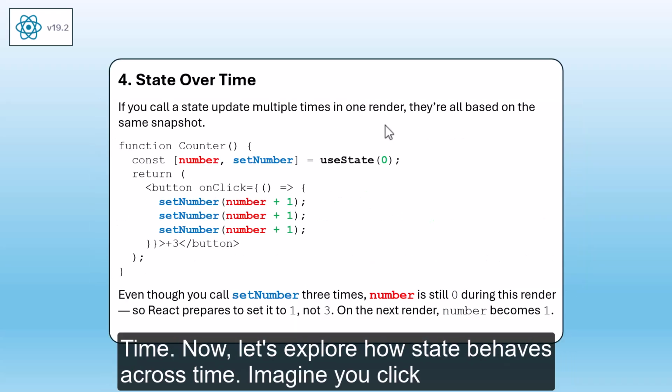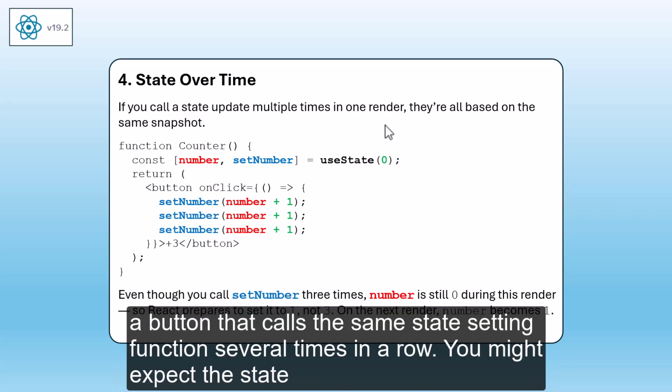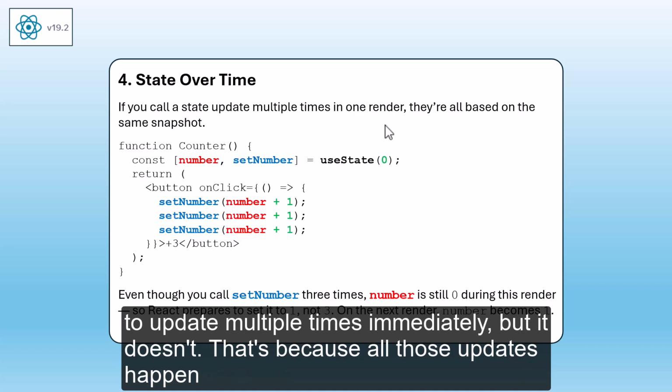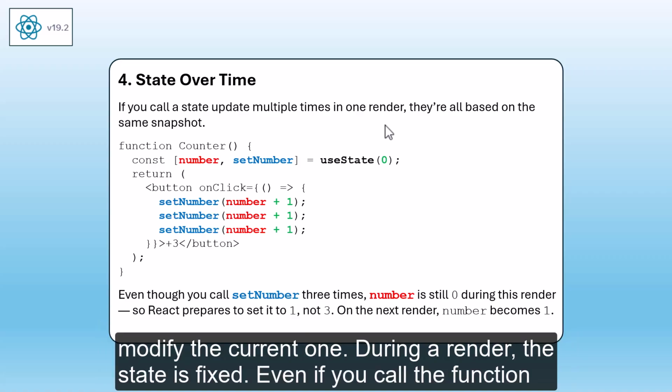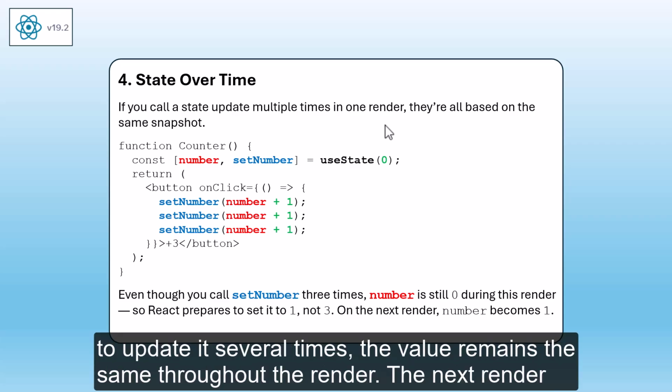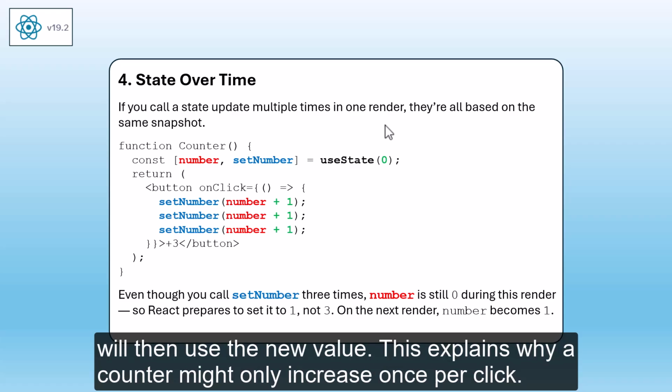4. State over time. Now, let's explore how state behaves across time. Imagine you click a button that calls the same state setting function several times in a row. You might expect the state to update multiple times immediately, but it doesn't. That's because all those updates happen within the same render snapshot. React only applies the state changes for the next render. It doesn't modify the current one. During a render, the state is fixed. Even if you call the function to update it several times, the value remains the same throughout the render. The next render will then use the new value.